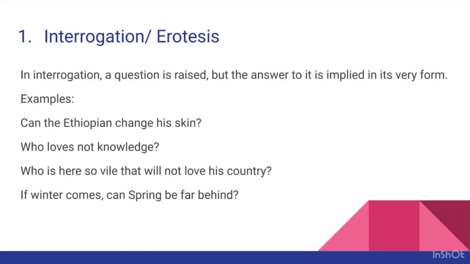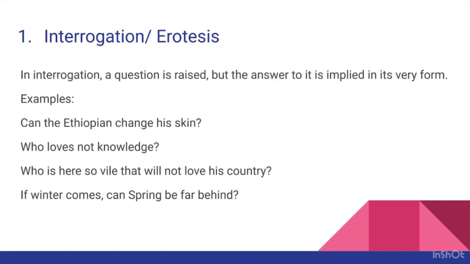Okay, let's start with interrogation. Interrogation is also known as erotesis. In this figure of speech, a question is raised, but the answer to it is implied in its very form. So often something is affirmed or denied very strongly under the form of an interrogation. The form of interrogation is employed in order to achieve impressiveness.